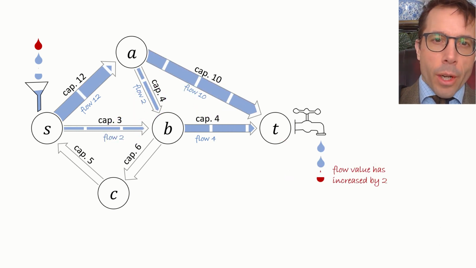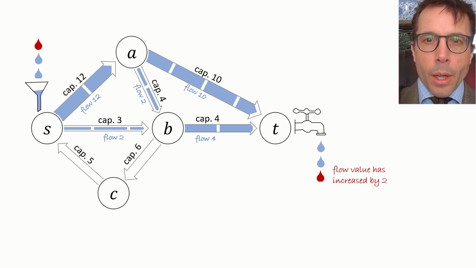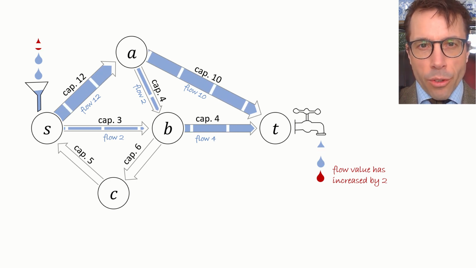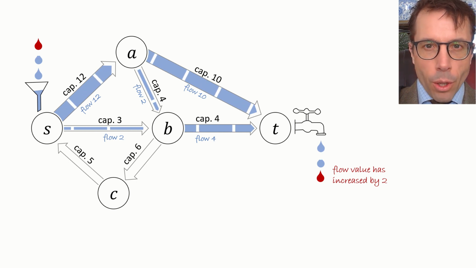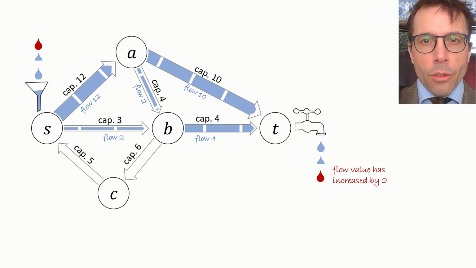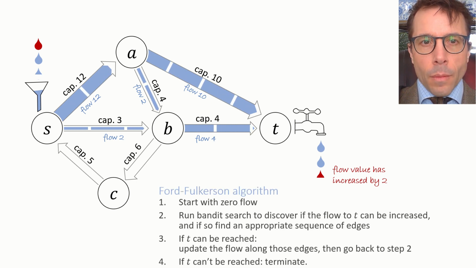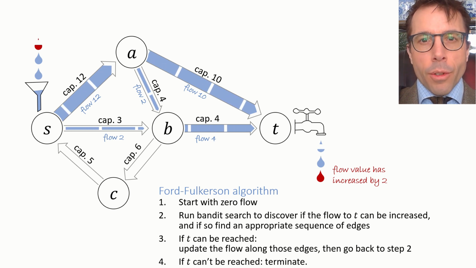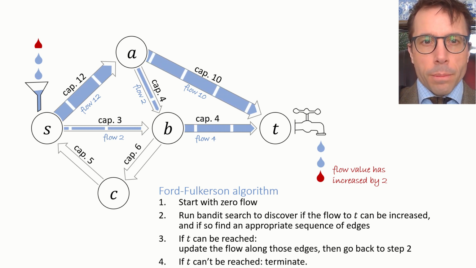So, after this round of adjustments we have a new flow. It's a valid flow because our adjustments were made carefully so that we still satisfy the equations that define flow, and in this case we increase the flow value by 2. And that is how the Ford-Fulkerson algorithm works. I'll leave you to read through these steps to yourself.